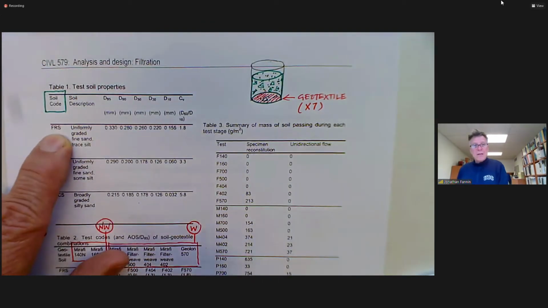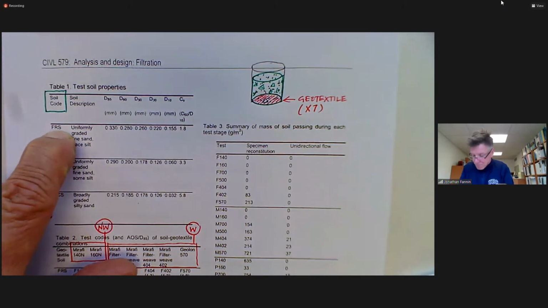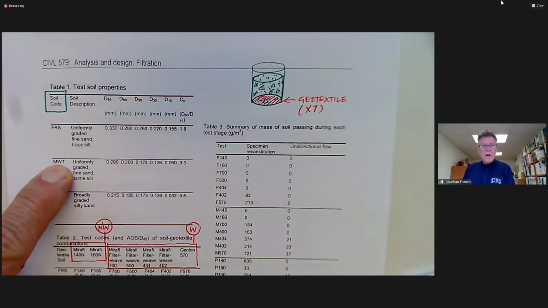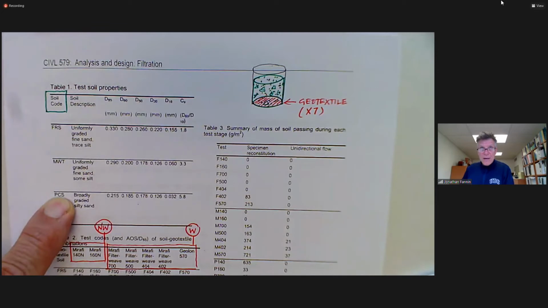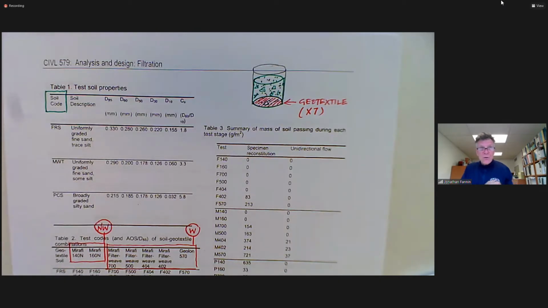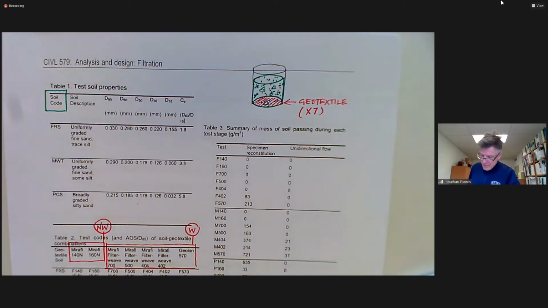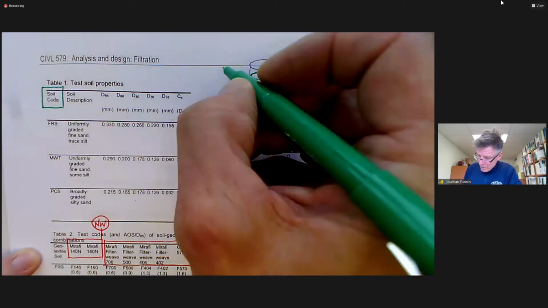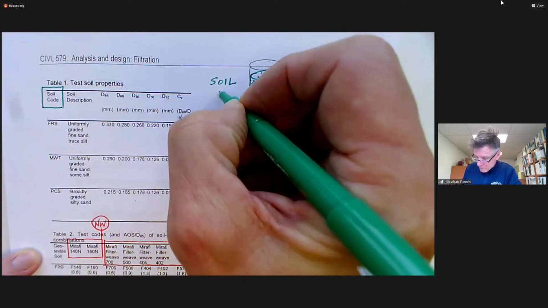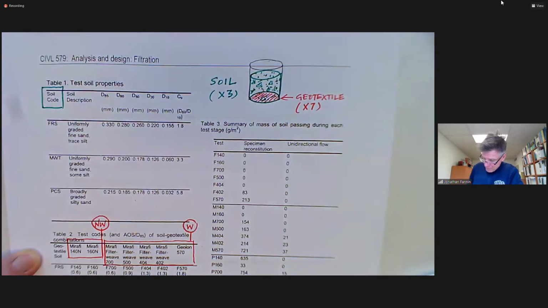The first soil was a relatively benign Fraser River sand. The second soil was a mine waste tailings. And the third soil was a problematic silty sand from Port Coquitlam, a suburb of Vancouver, and it's always been a little bit of a challenging material for filter design. And so this was a university industry sponsored project, and so it was very much practice oriented. So the soil times 3, okay?